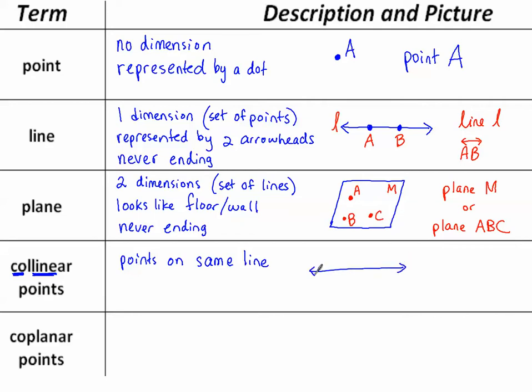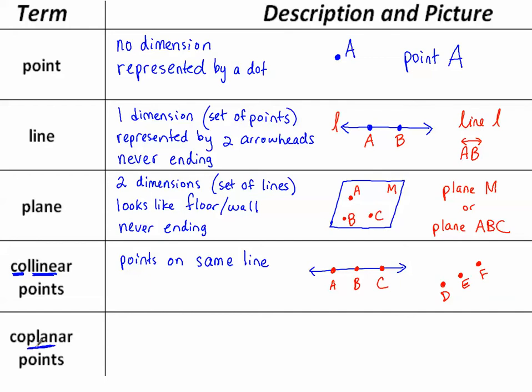Here's a line, and on that line, I'm going to place points that are collinear. A, B, and C are points that are collinear. Now I don't actually have to show the line for the points to be collinear. Here are 3 points that if I connected them would make a line. Points D, E, and F are also collinear because if I connected them, they would make a line.